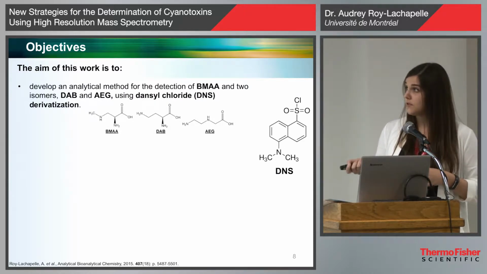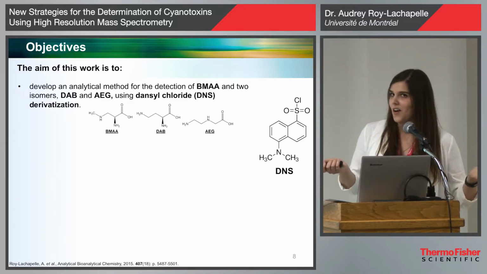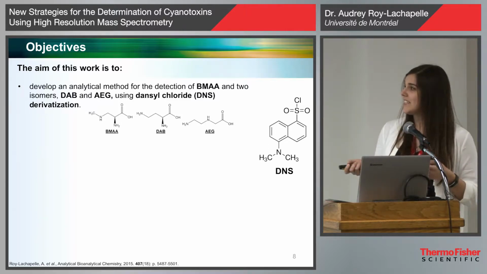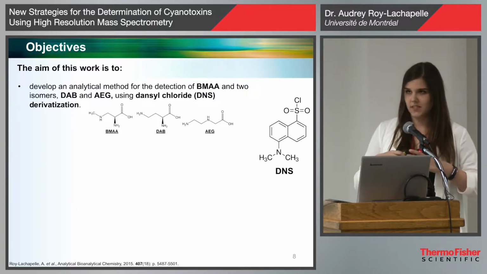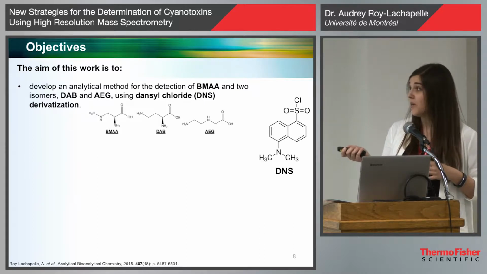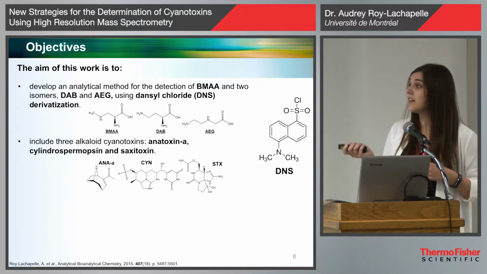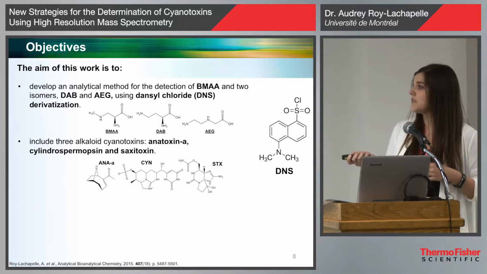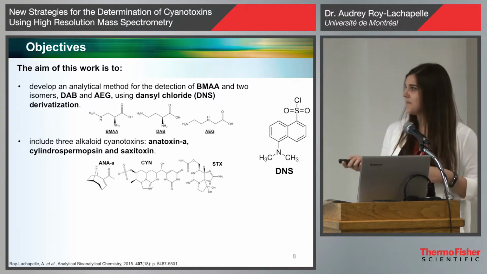Our strategy was to use derivatization using dansyl chloride, and also BMAA. Another problem we have with this toxin is that it has many conformational isomers: same mass, same formula, same structure. It's really small and really polar, and we wanted to do a derivatization and also include more cyanotoxins that aren't in the same family. So we included anatoxin-a, cylindrospermopsin, and saxitoxin, which are neurotoxins.